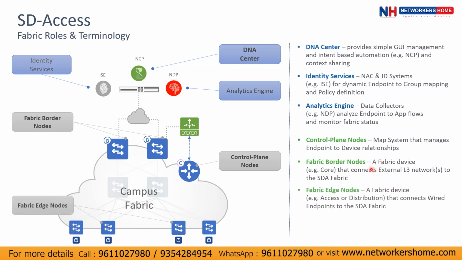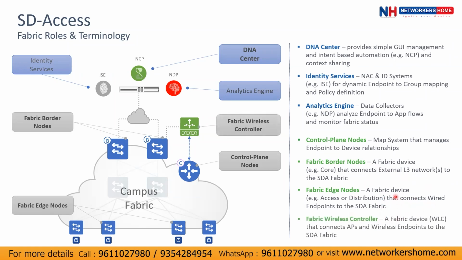The same thing which we discussed for fabric border nodes: for external border, we are using the fabric border node, or internal as well. If one border is acting as both external and internal, then we call that border an anywhere border. And the fabric edge node is the first point of authentication, the first point of contact of wired and wireless endpoints and wireless control.